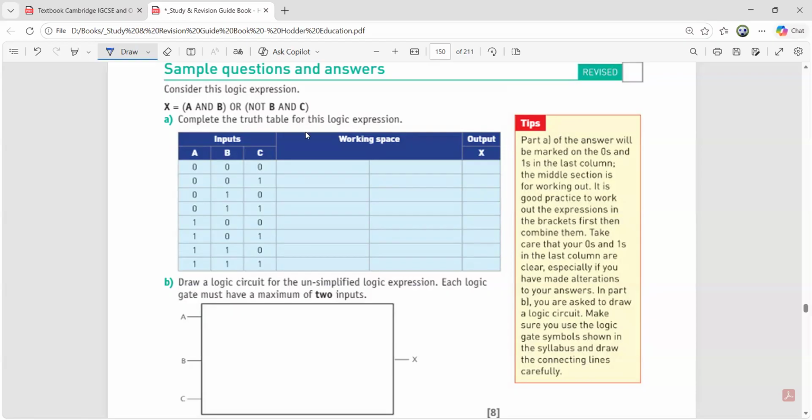Come on, very quickly. The working space is given to you and you are supposed to make the truth table first, and you have to draw the circuit for the unsimplified logic expression. Each logic gate must have a maximum of 2 inputs. So they have given you this very clearly just so that you can see for yourself. Each logic gate will be getting maximum of 2 inputs. Come on, children, very quickly send me the work after doing this.